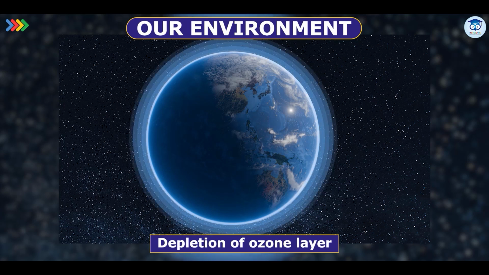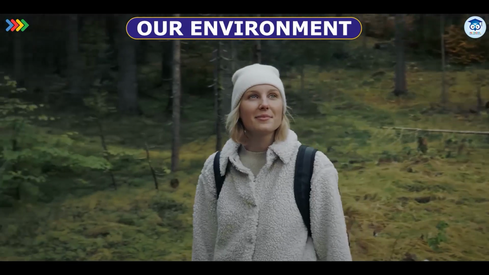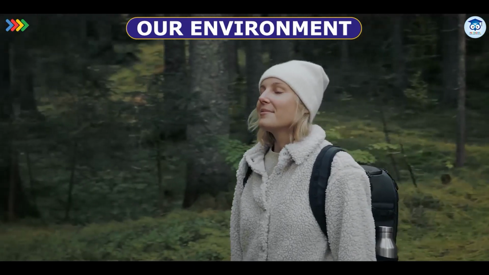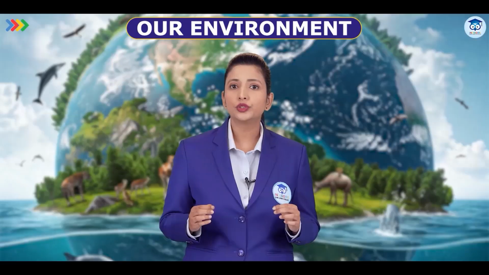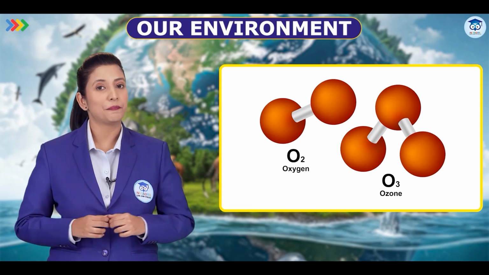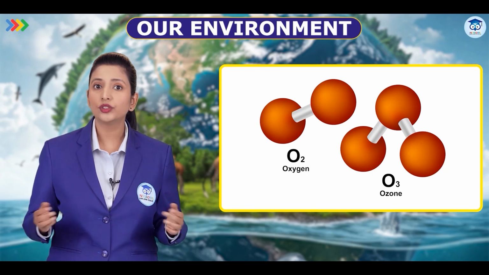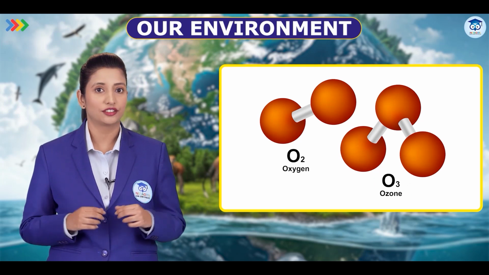Students, you might not know, but the moment we step outside into sunlight, there is an invisible friend protecting us from danger. And that friend is called the ozone layer. Now, let me tell you what this ozone is. The air we breathe has oxygen, which is usually in the form of O2, meaning two oxygen atoms combined. But ozone is written as O3, meaning three oxygen atoms together.